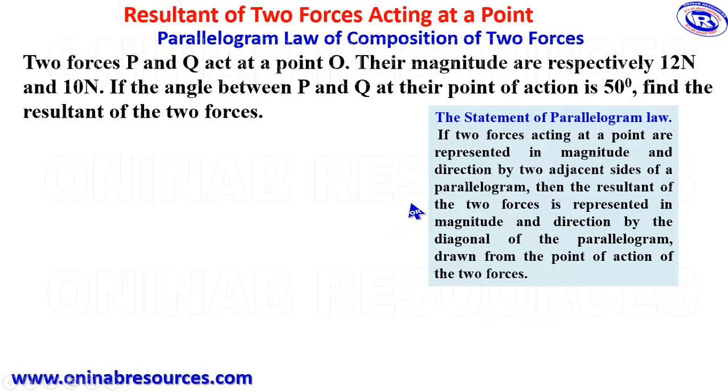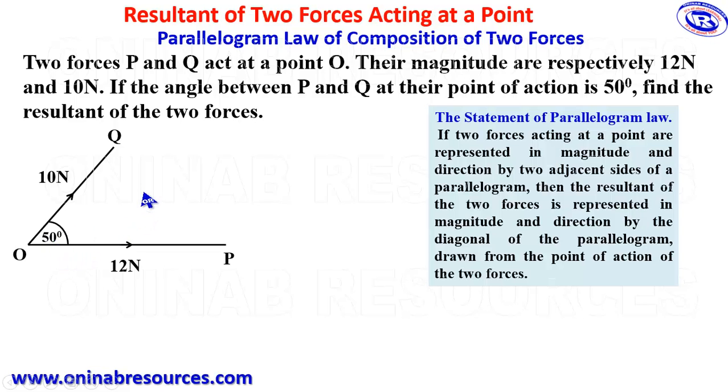We are going to represent the two forces P and Q as the adjacent sides of a parallelogram. Starting from point O, we have P to be 12 newton. So we draw P to be 12 newton and Q to be 10 newton. We have our Q here, 10 newton. And the angle between them at their point of action is 50 degrees.